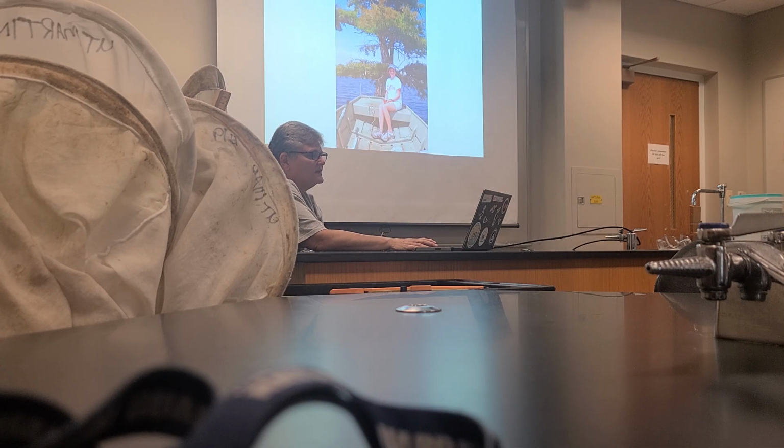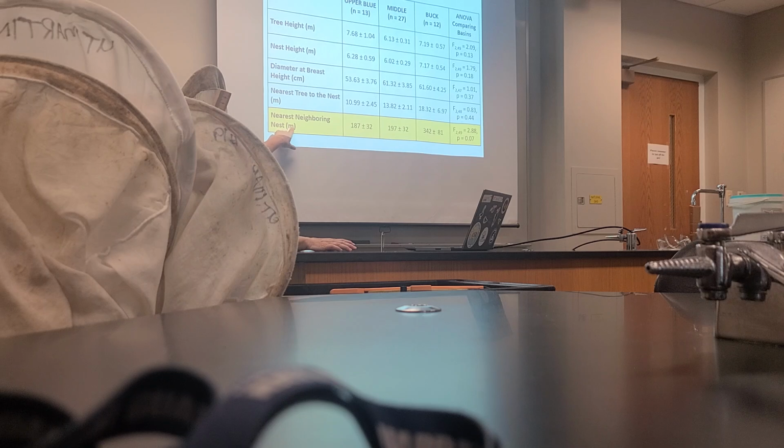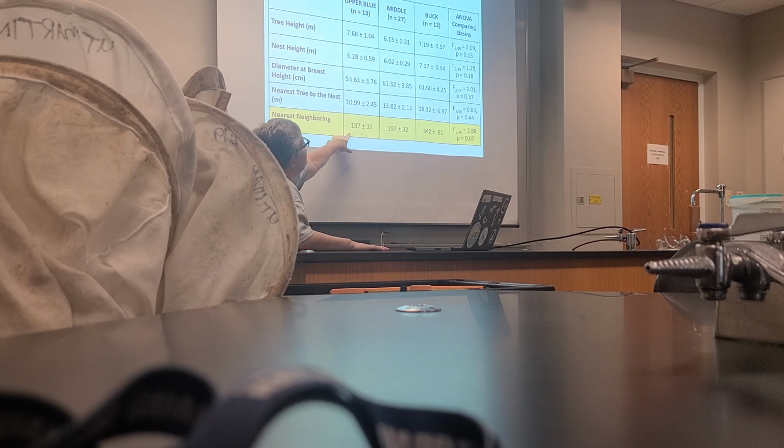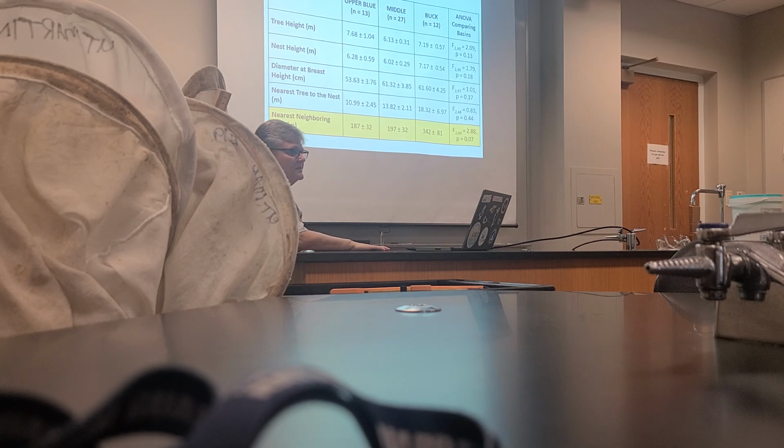Then we started to do some statistics comparing between the basins, between Upper Blue Basin, Middle Basin, and Buck Basin. So this is just comparing averages. That's what an ANOVA does. It compares the averages. And you'll notice the only difference that we have here is right here. The nearest neighboring nests were fairly close together in Upper Blue and Middle Basin, but they were far apart over there in Buck Basin, which is going to impact their dispersion pattern. Okay.